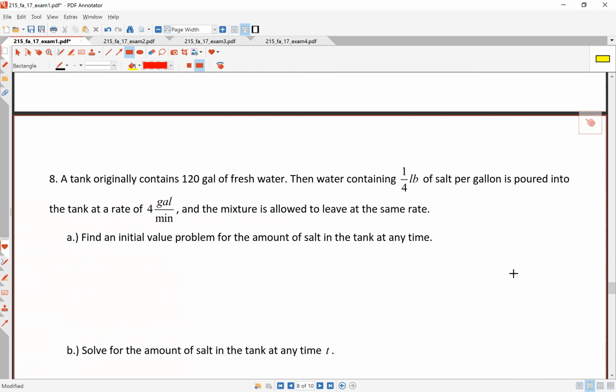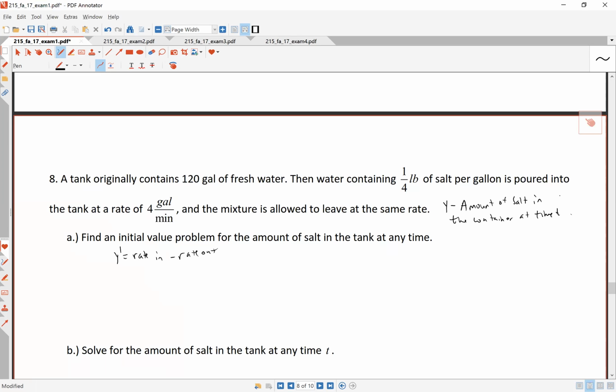Okay, so we have these mixture problems. Initial value problem. So the initial value problem is going to say y prime equals the rate in minus the rate out. The rate at which the substance is going in minus the rate at which the substance is going out. Y represents the amount of salt in the container at time t. The amount of salt in the container.